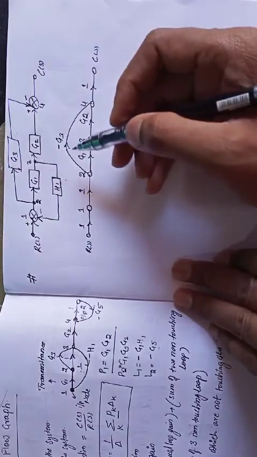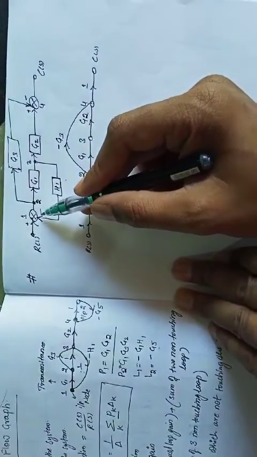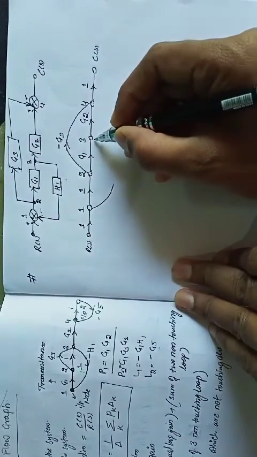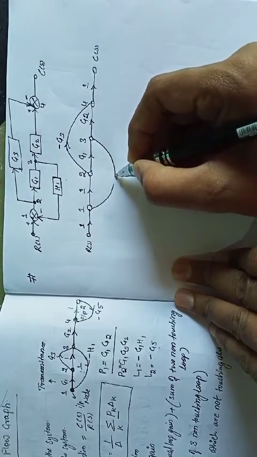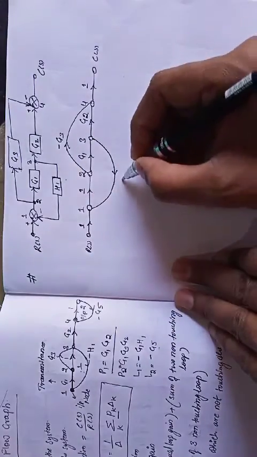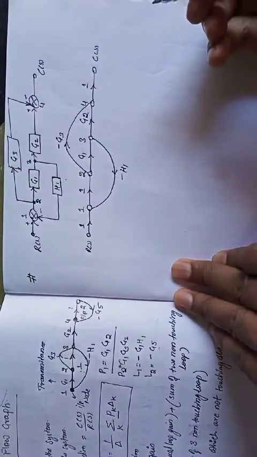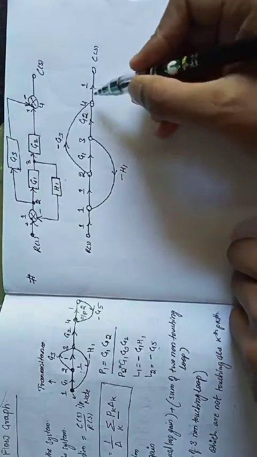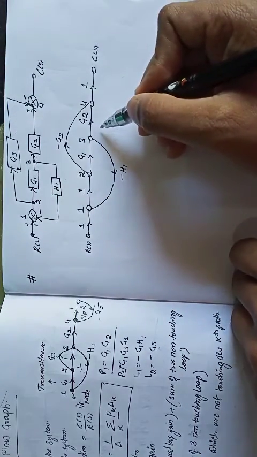Then from 3 to 1, it is a reverse path, that is having gain minus H1. Now how to write the transfer function for this?